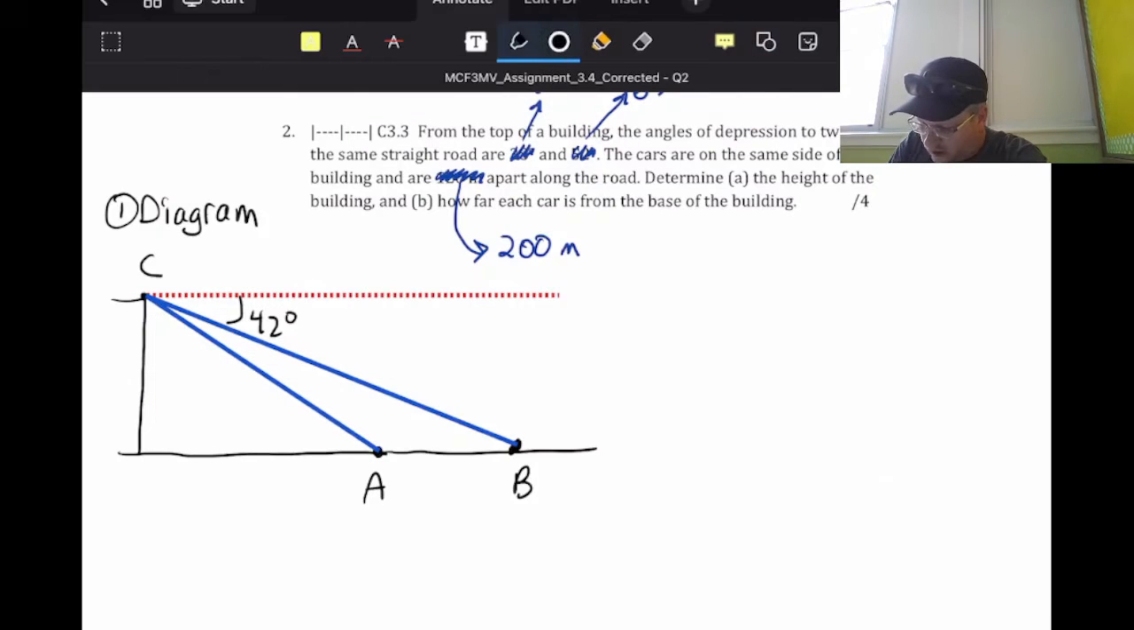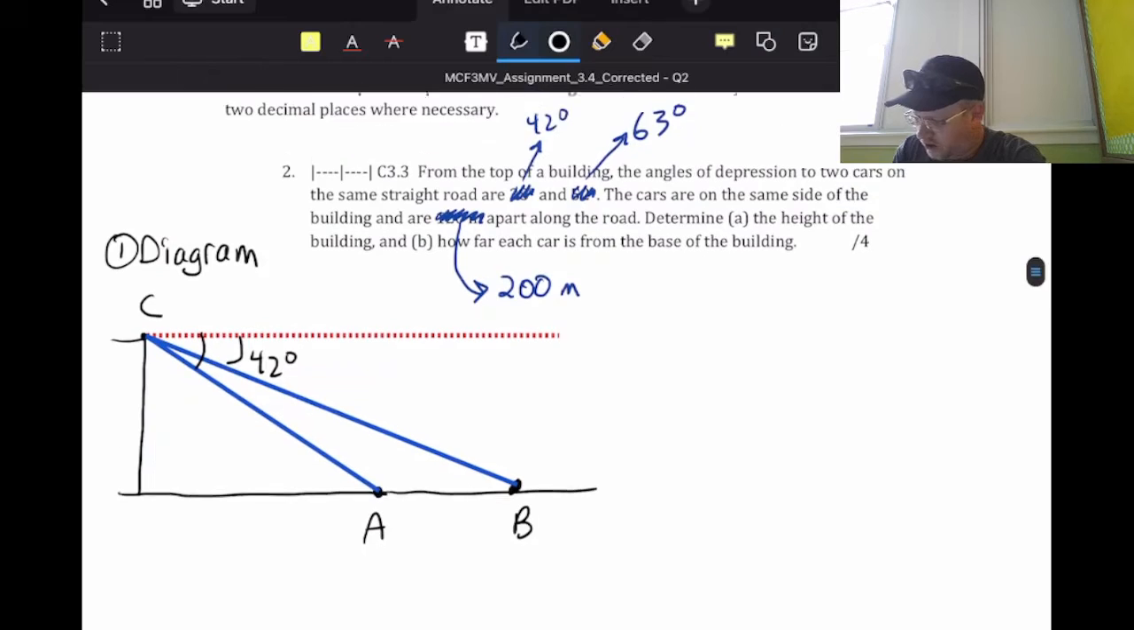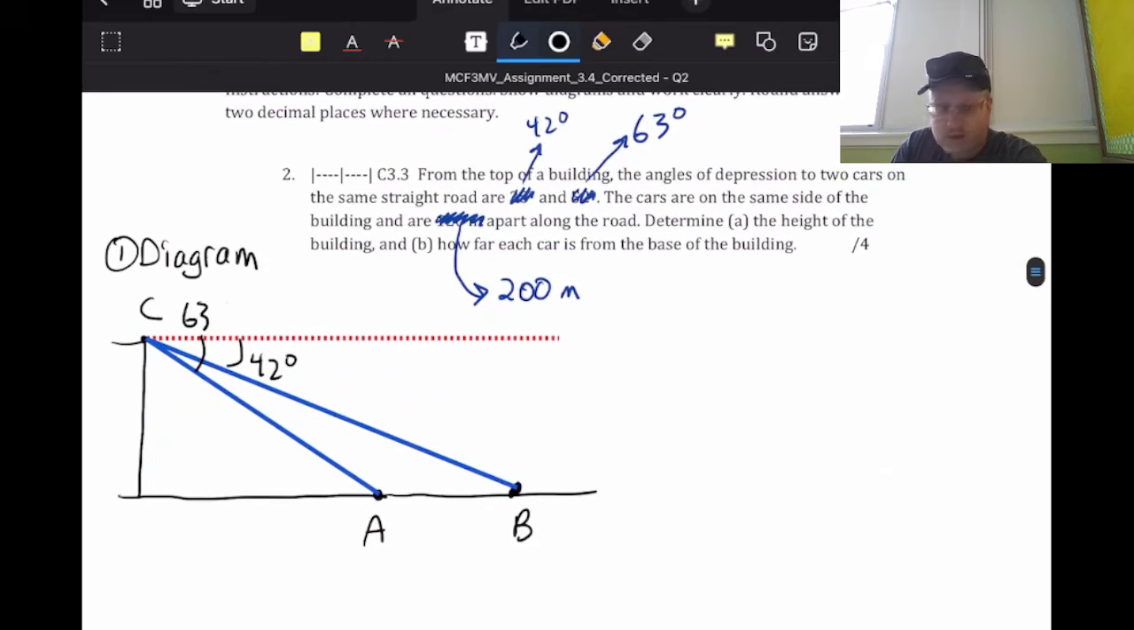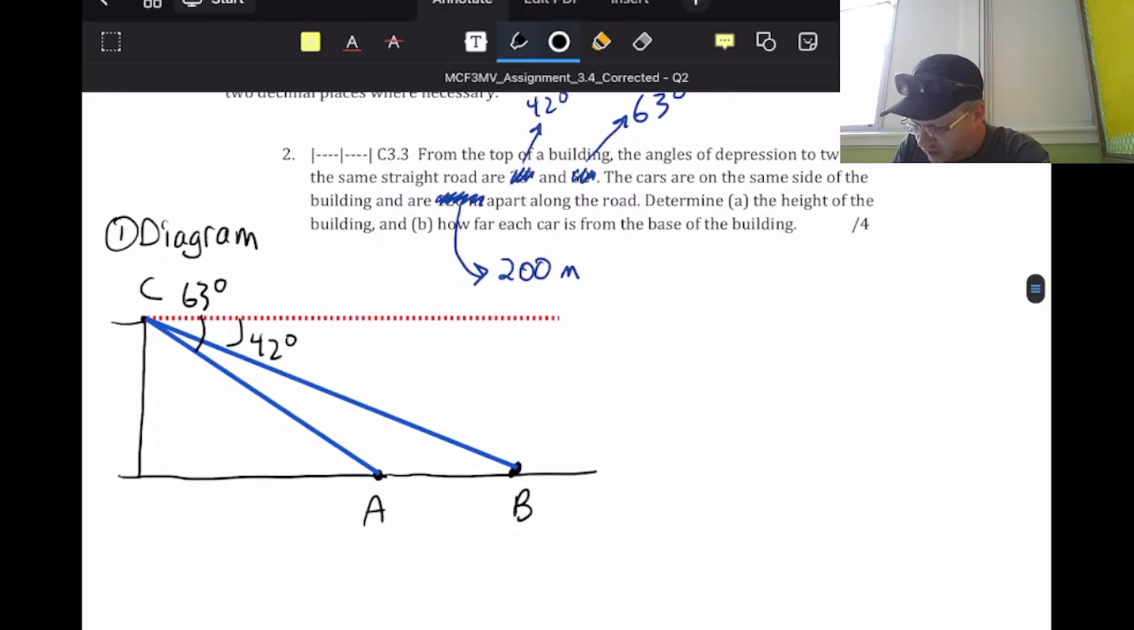And let's label that as well. That angle is 63 degrees. And right away, we do know the difference between the angles. So we can actually figure out the angle within the triangle as well. And that's going to be 42 to 63, 21 degrees.